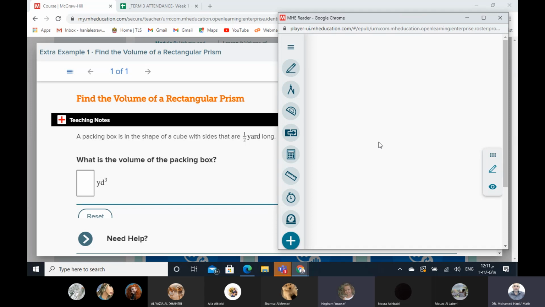I didn't understand the question. Now we have a cube, not a rectangular prism, sorry. In the previous example, we had a rectangular prism. Here we have a cube. And as you remember, in the cube we have equal or congruent dimensions. Congruent dimensions means length equals width equals the height. How to find the volume?